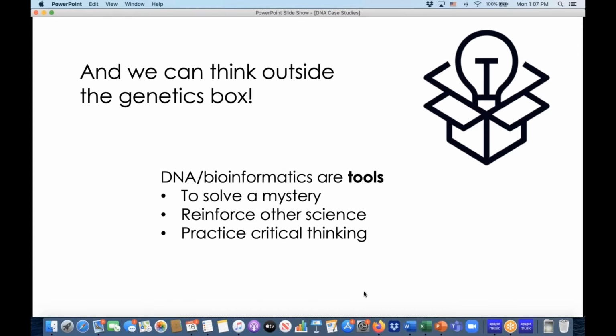But I would argue that we can think outside of the genetics box when we're thinking about these DNA-based case studies. Yes, we can use them to reinforce understanding of genetics and genomics and central dogma gene expression, but we can really go far beyond that. We can think of the DNA and protein sequences and those bioinformatics tools as literally just tools. So we don't have to necessarily use them to reinforce genetics, but we can use them to solve our mystery, to reinforce other aspects of science, and certainly to practice critical thinking. So we can really expand the use of these tools to address all kinds of student learning outcomes.